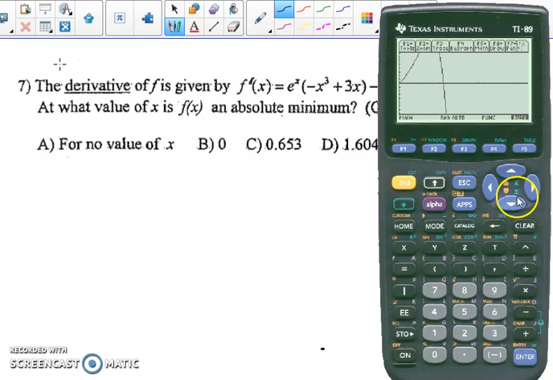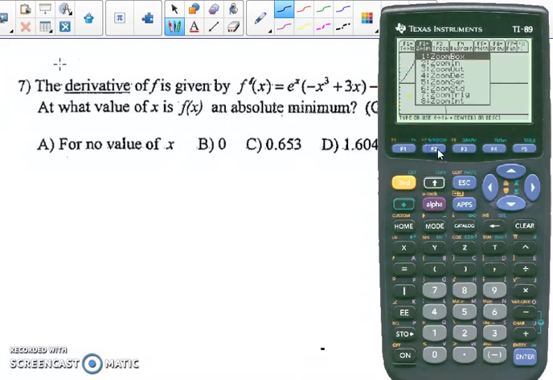So what I see is I have a relative maximum here at whatever this number is. And I know it's a relative max because the derivative goes from positive to negative. So I know that there is no relative minimum as I look at this. So my answer has to be at one of the endpoints.